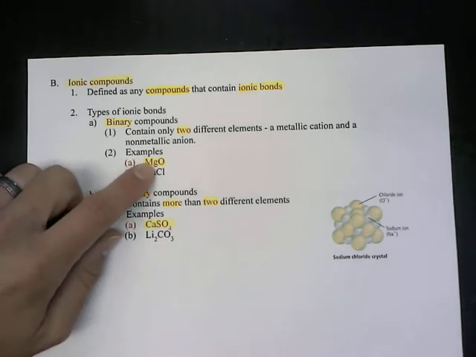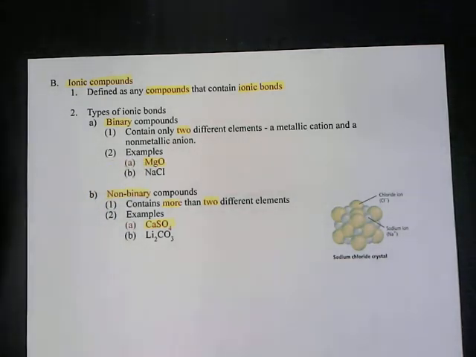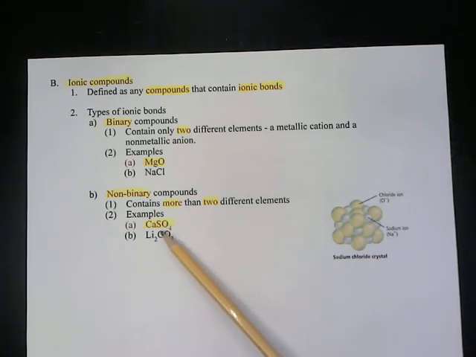Now, we can have multiple of the same element in a binary compound, and we'll show you that in an example, if not in this section, then in section 3. A non-binary compound has 3 or more elements. For example, calcium sulfate, CaSO4, has 3 different elements. So non-binary has to have at least 3 elements, and most of the time has more than that.